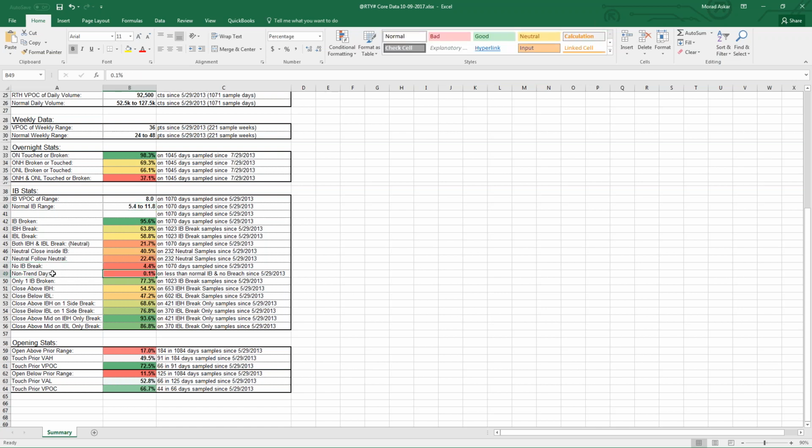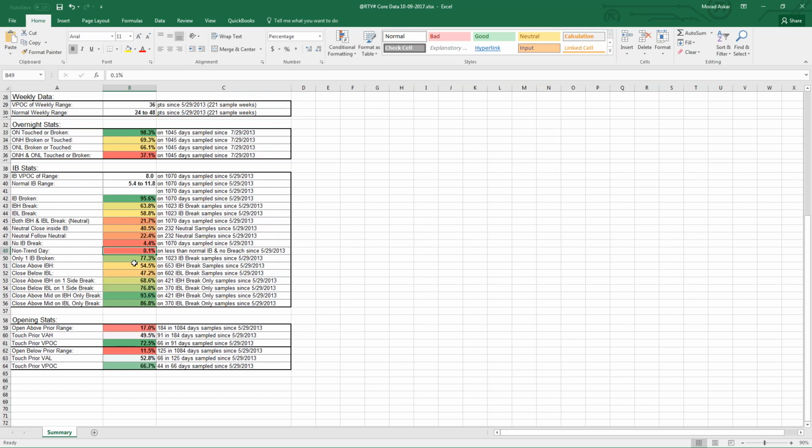In this entire data set of 1,070 days, there was only one day where the market traded 5.4 points of the initial balance and it didn't break it. Okay, those are dead days. Generally, day before Christmas, but it's a full session, so I can't remove it, and so on.